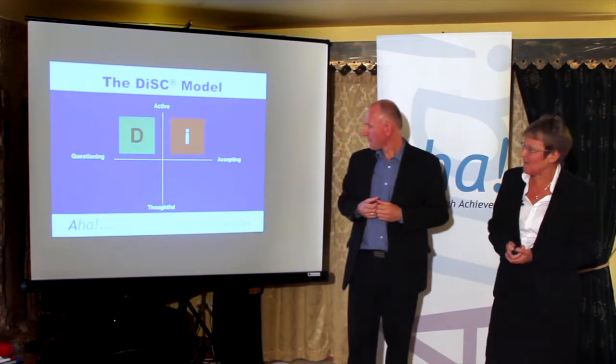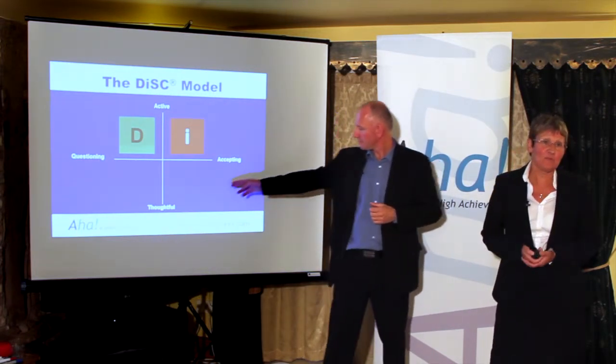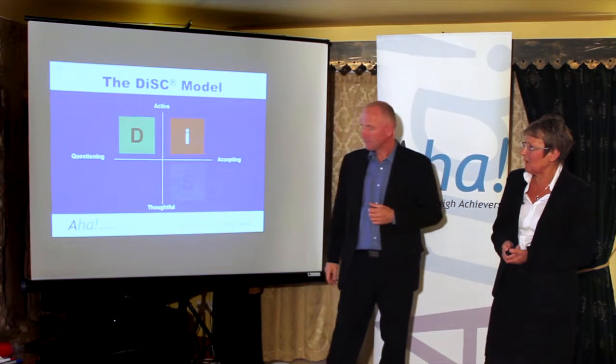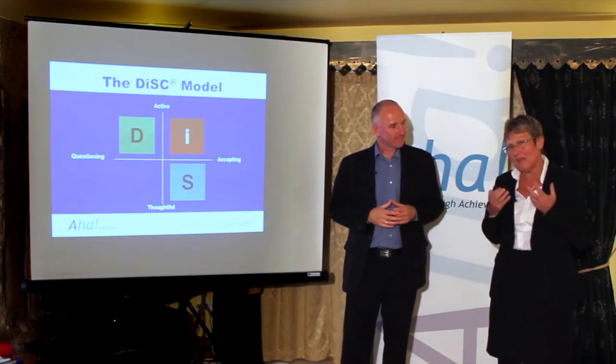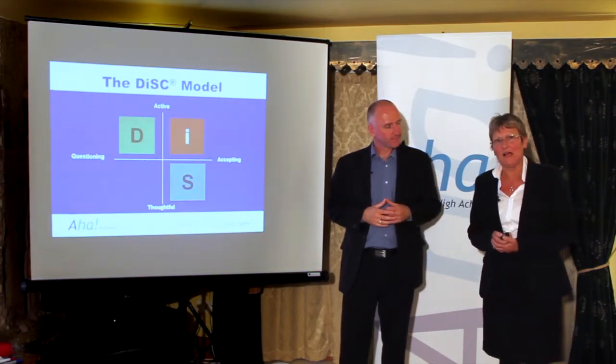So if we move on then, if you chose accepting and thoughtful, that's going to put you in the S quadrant, standing for steadiness. And the essence of the steadiness style, it's very much about people, it's very much about creating harmony, wanting people to get on, liking predictability, so liking to know what's going to come round the corner, and often working in quite a methodical way. Actually, they're often referred to as almost like the glue that holds a team together. Really, really important role there.